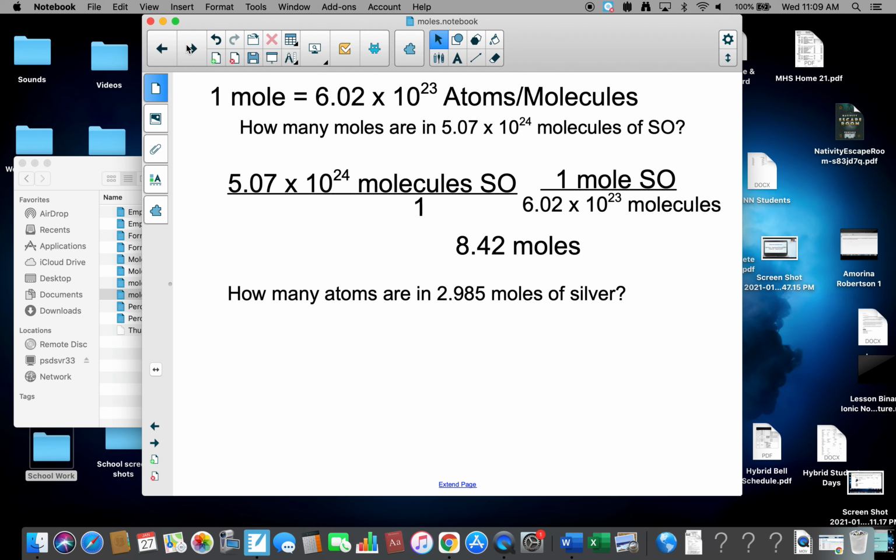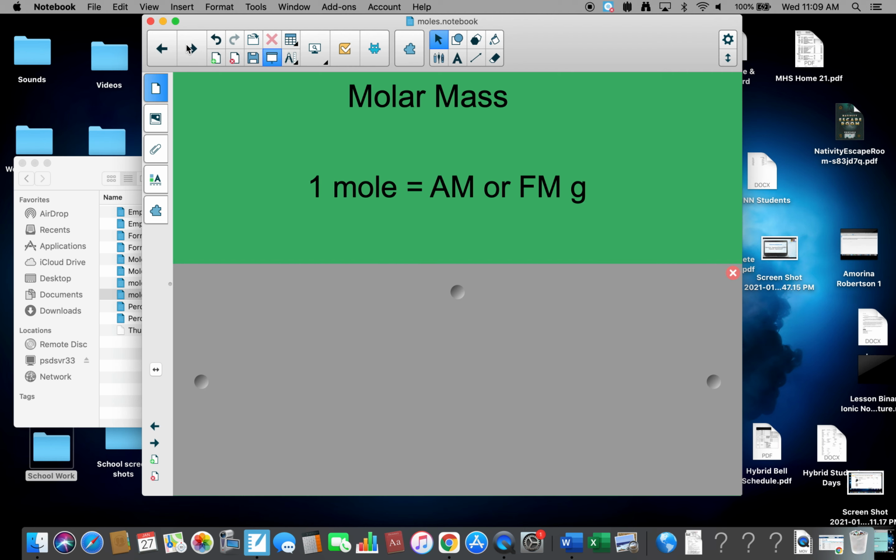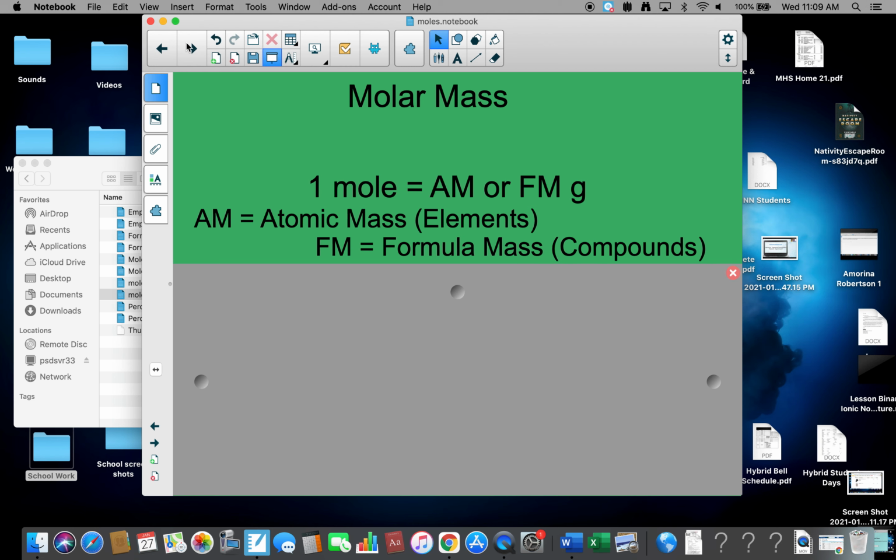How many atoms are in 2.985 moles of silver? All right, because molecules are difficult to count, and even if I wanted to, way too big, there'll be something easier to use. So we first found what's called molar mass. 1 mole is equal to AM or FM in grams. What is AM or FM? AM stands for atomic mass. That's from the periodic chart. Those are for elements. FM, formula mass, we didn't talk about that on Friday, and that's for compounds, okay?